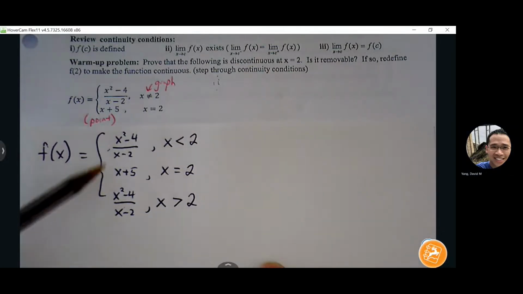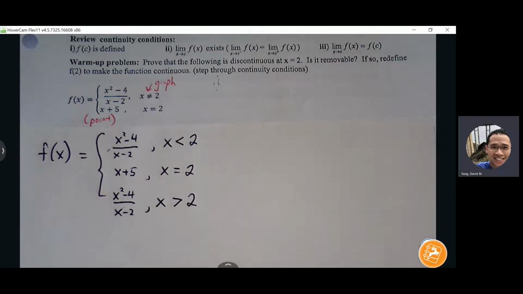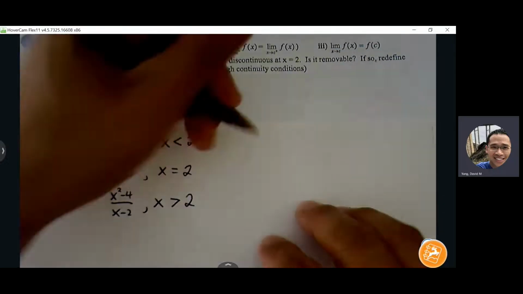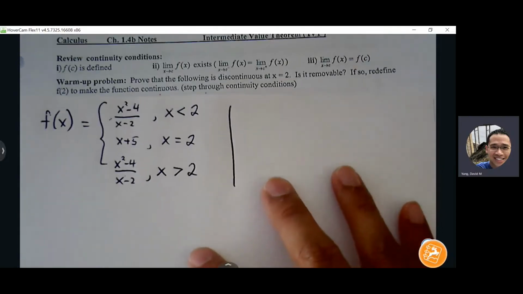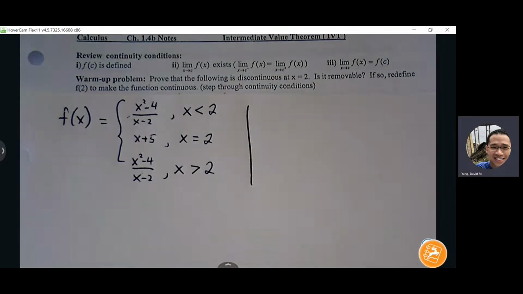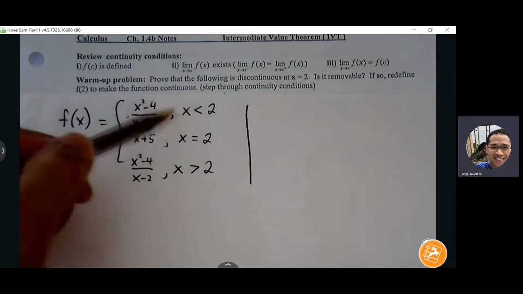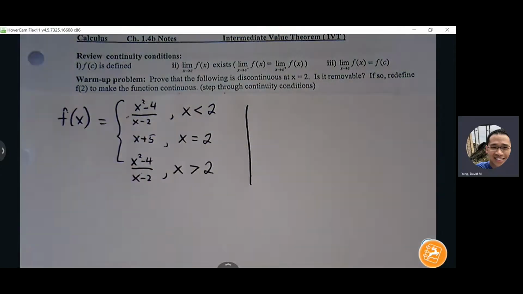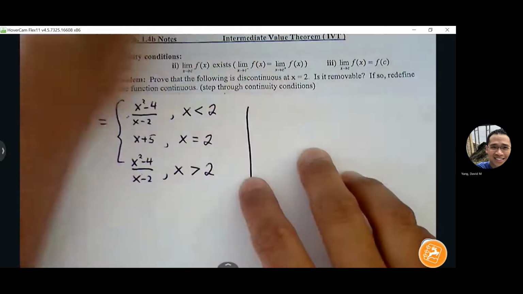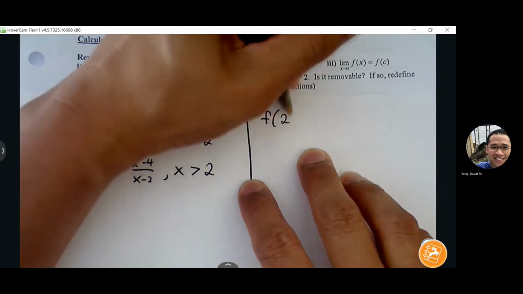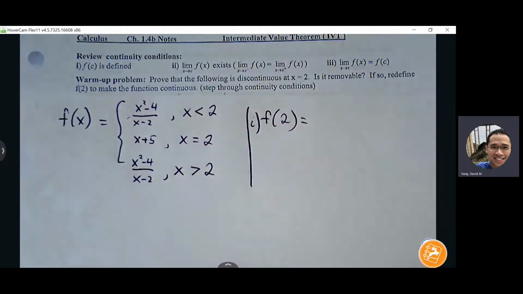But let's work at it from this perspective, since we see everything clearly laid out in front of us. So let's go through our continuity conditions. What's our c value? 2, right? We can clearly see that is where the graph may be experiencing some issues because you have different values all over the place and we don't know if they're all lined up. So f of 2, what do we use for f of 2? The middle one, right?